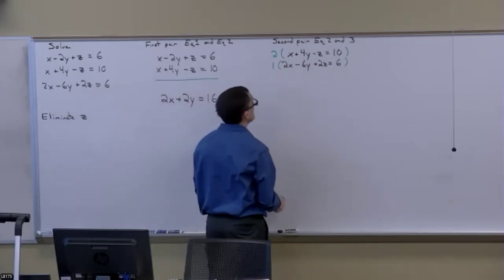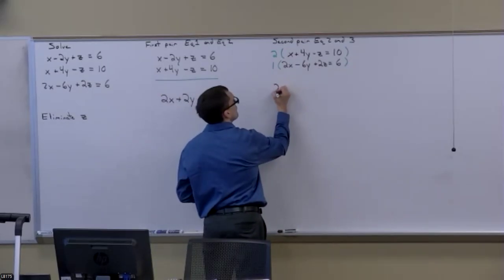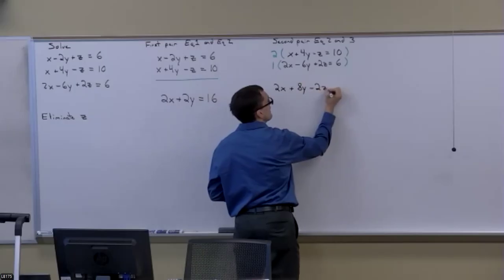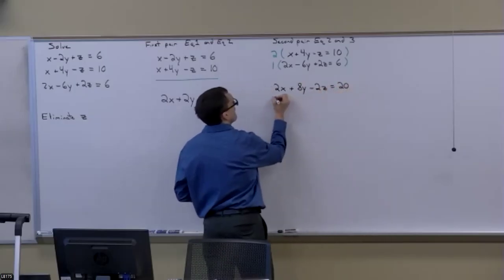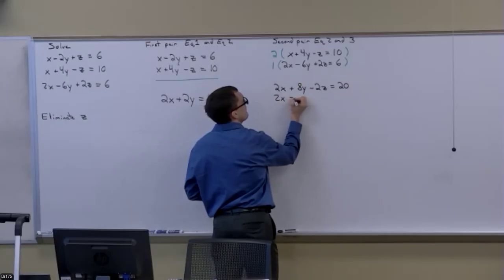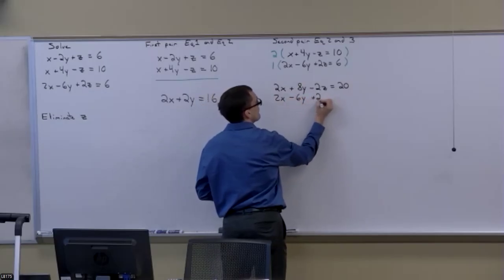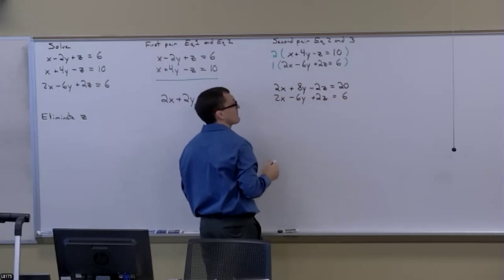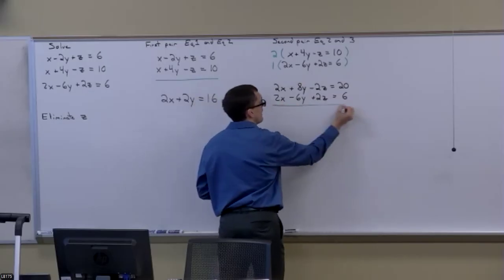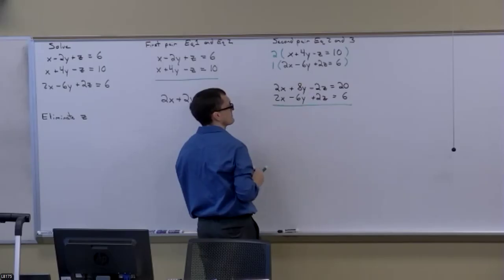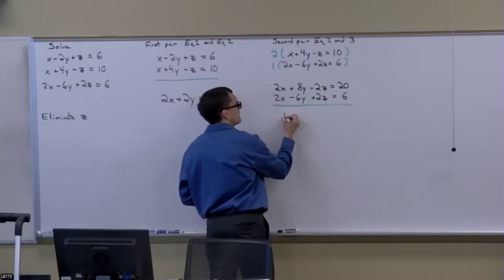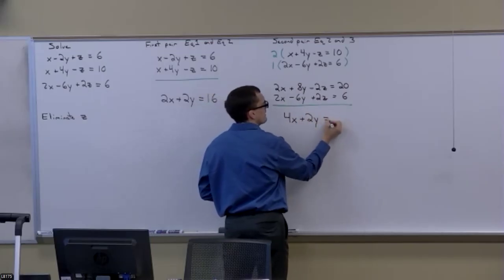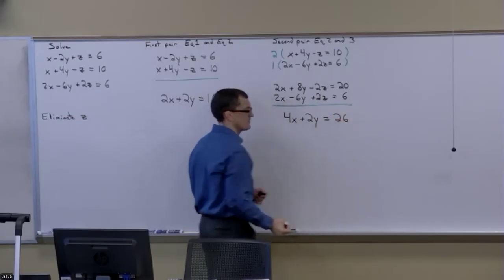We'll get 2x plus 8y minus 2z equals 20. And then this is 2x minus 6y plus 2z is equal to 6. Add those equations up. And I would get 4x plus 2y is equal to 26.